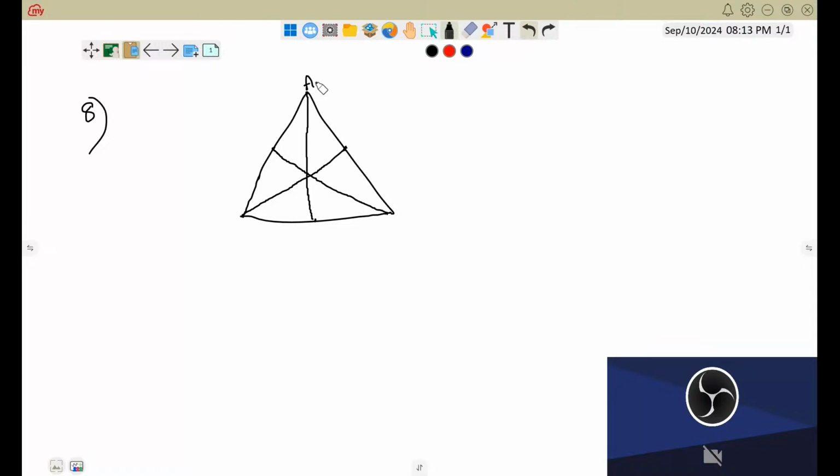See, if ABC is a triangle, we can say D, E, F are the midpoints. AD is a median, BE is a median, CF is a median. The three medians join at one place. That point we call the centroid. What is the name of this point? This point is called the centroid.